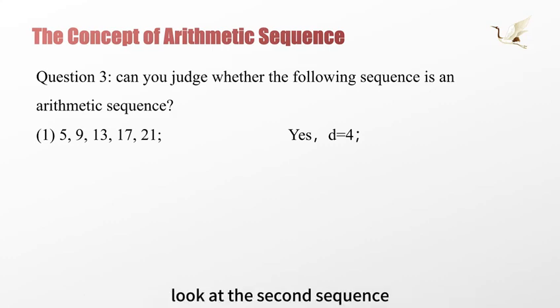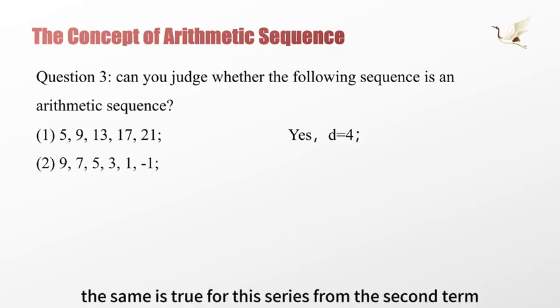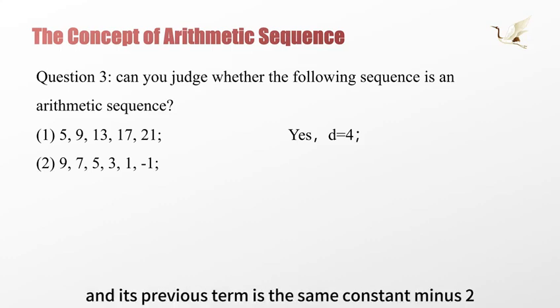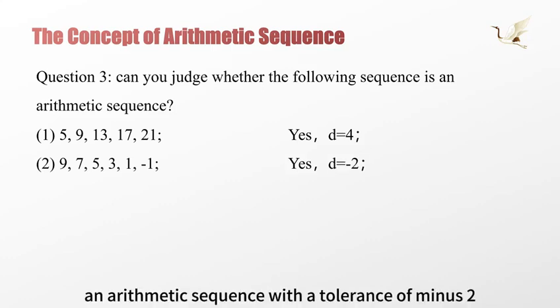Look at the second sequence: 9, 7, 5, 3, 1, -1. The same is true for this sequence. From the second term, the difference between each term and its previous term is the same constant -2. So it is an arithmetic sequence with a common difference of -2.